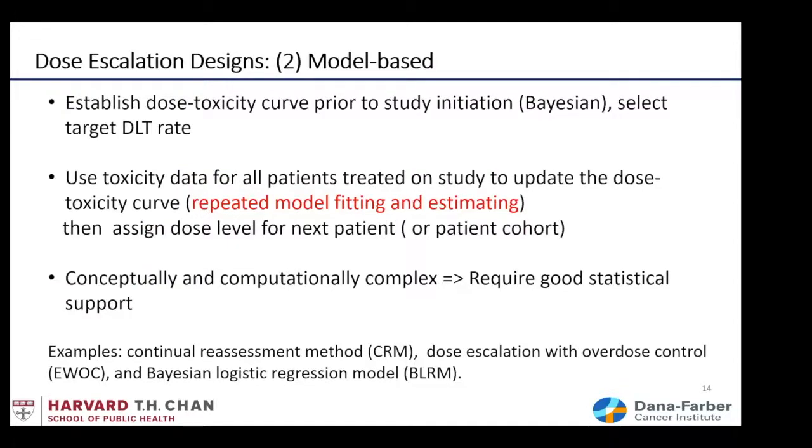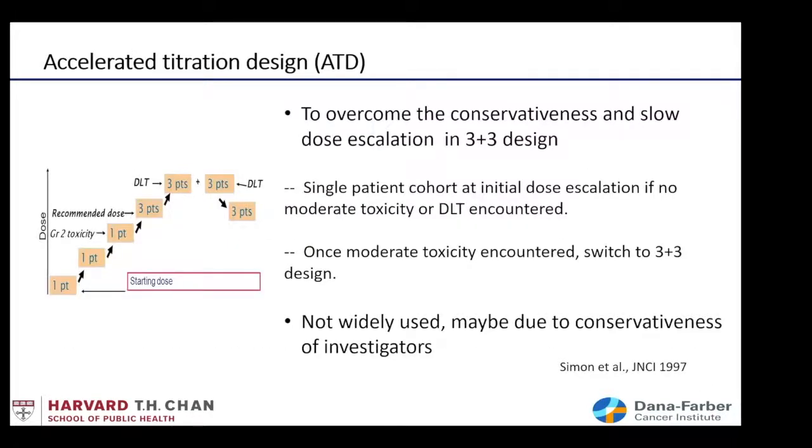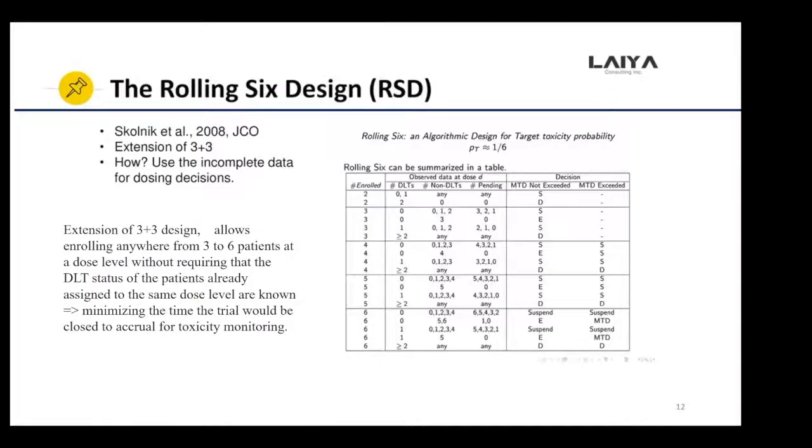Can I just ask a question about the rolling 6 design? So essentially, you may over enroll 3. To get to your efficiency statements, this might involve the over enrollment of 3 patients, if there are 2 DLTs, and you might have seen that only among 3. You're right. Yeah, you're right.